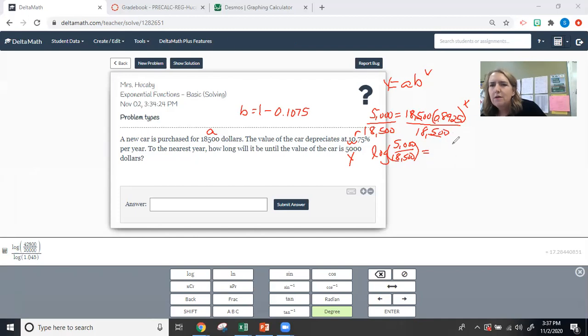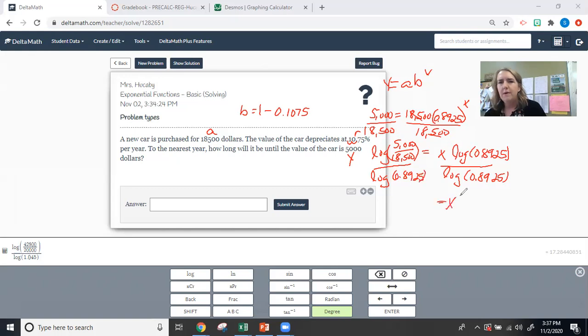Okay, so I know I'm going to take the log of 0.8925. And since this exponent would be right here, we know we can go ahead and pull it over here in front. Then we're going to divide both sides by log of 0.8925. And now I will have my x.